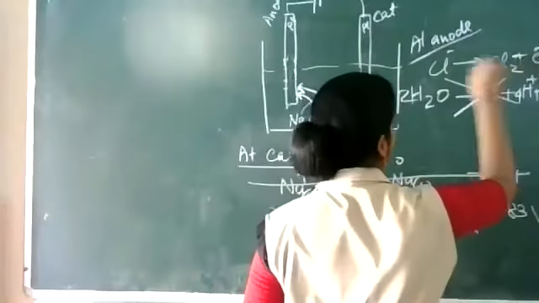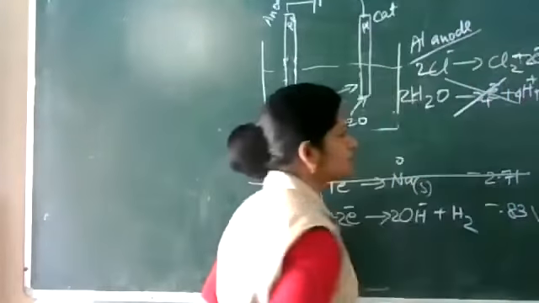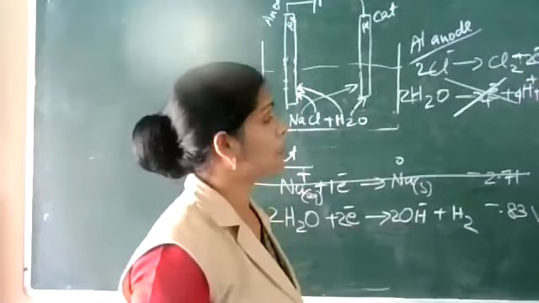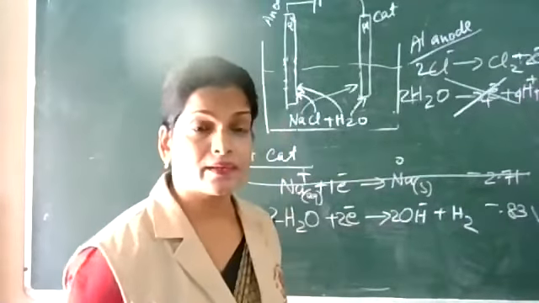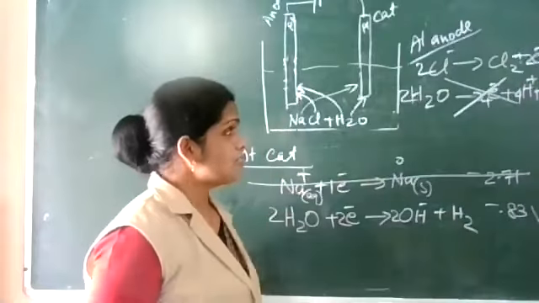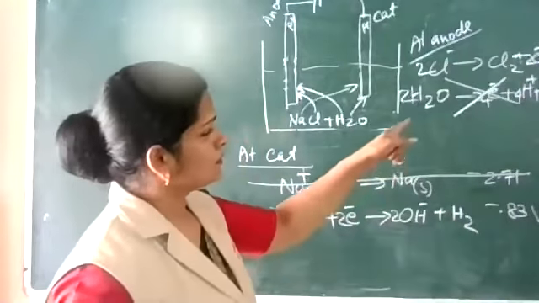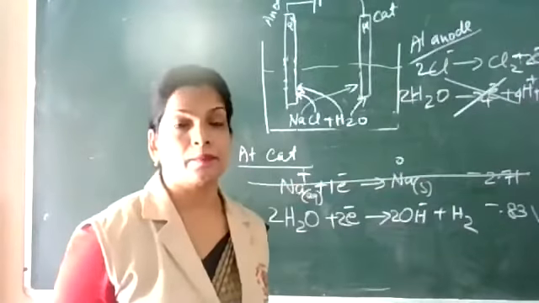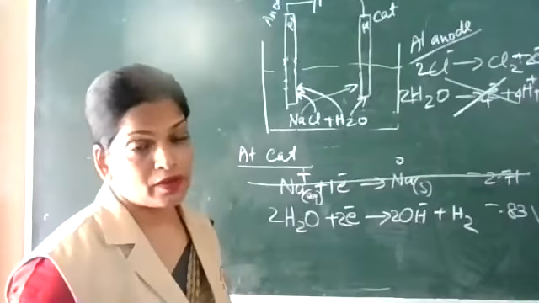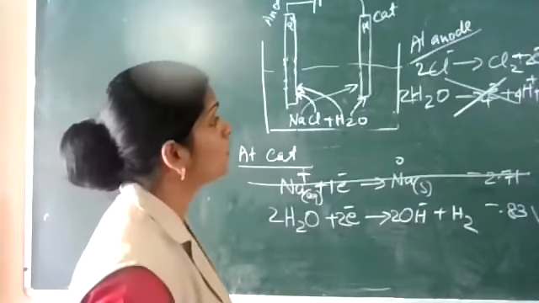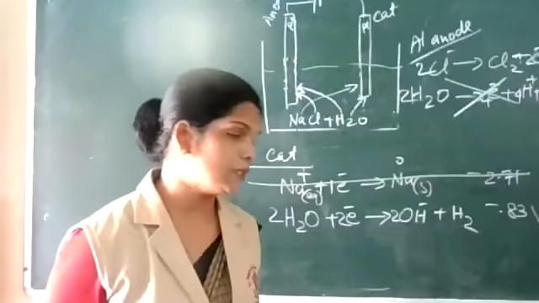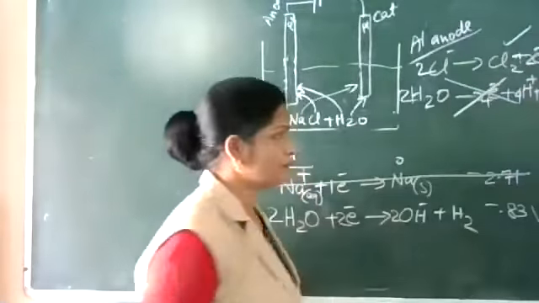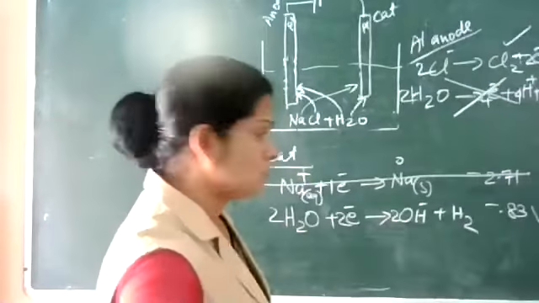Chlorine: 2Cl minus gives Cl2 plus 2 electrons. Do not multiply the value. What I am writing on the right hand side is the E not value, the standard reduction potential. So we say this reaction is very slow. So we have got only one option, that is chlorine oxidation. So we are selecting this from here and this from here. The rest goes out.